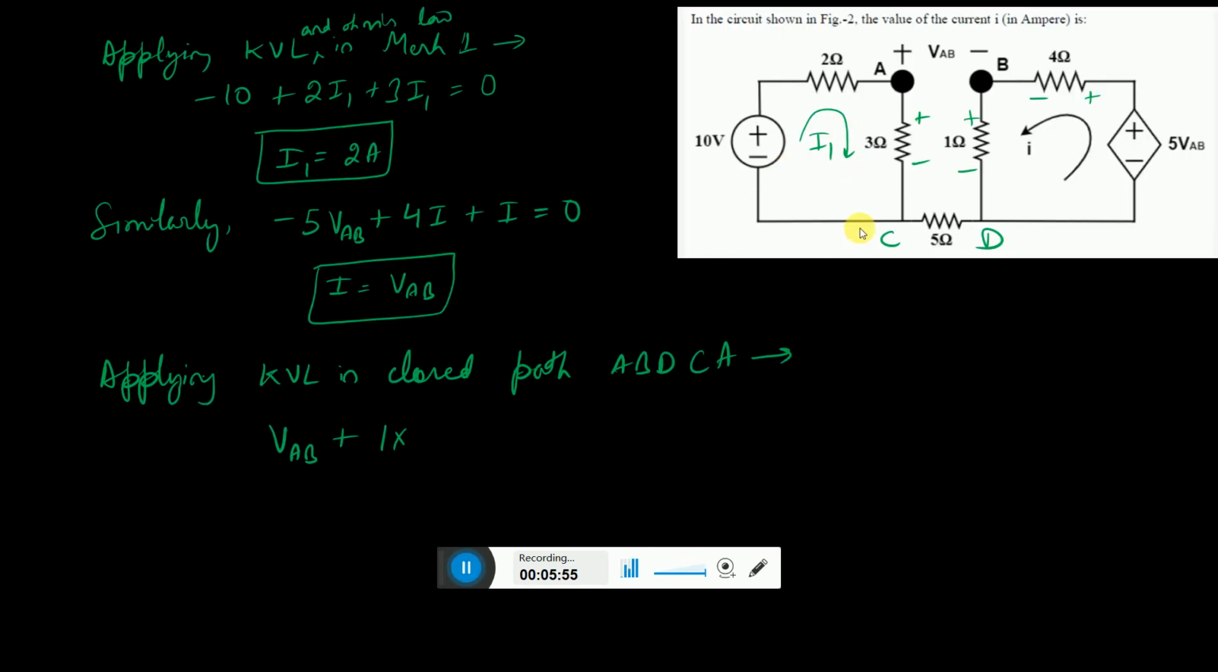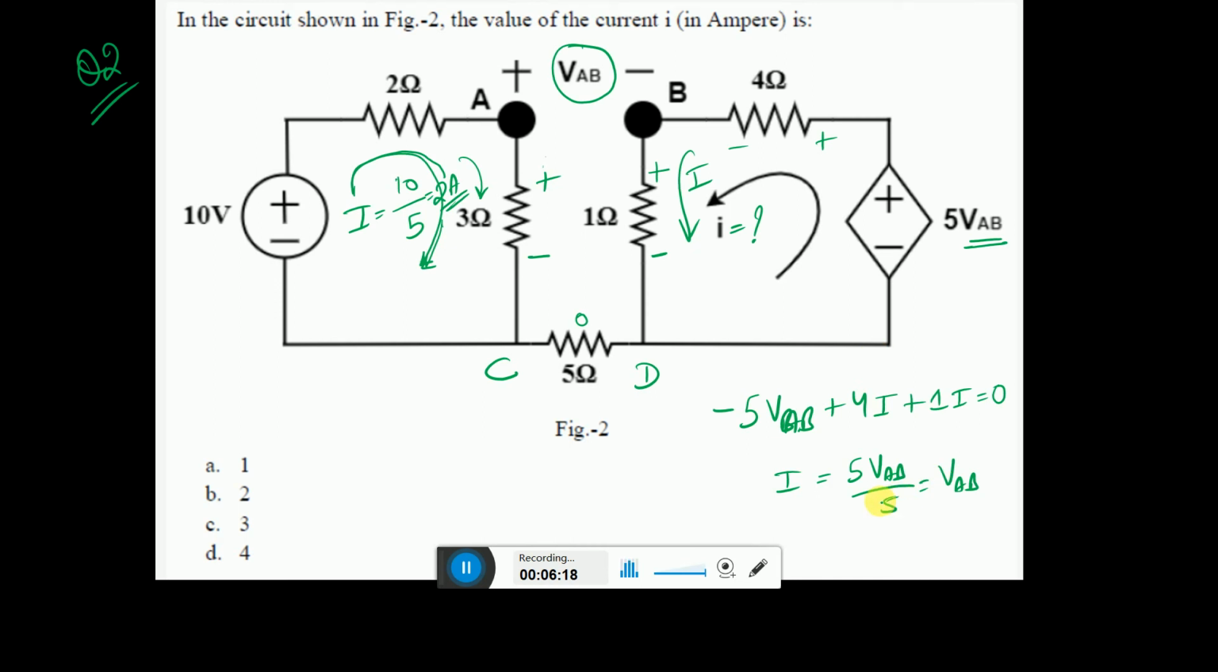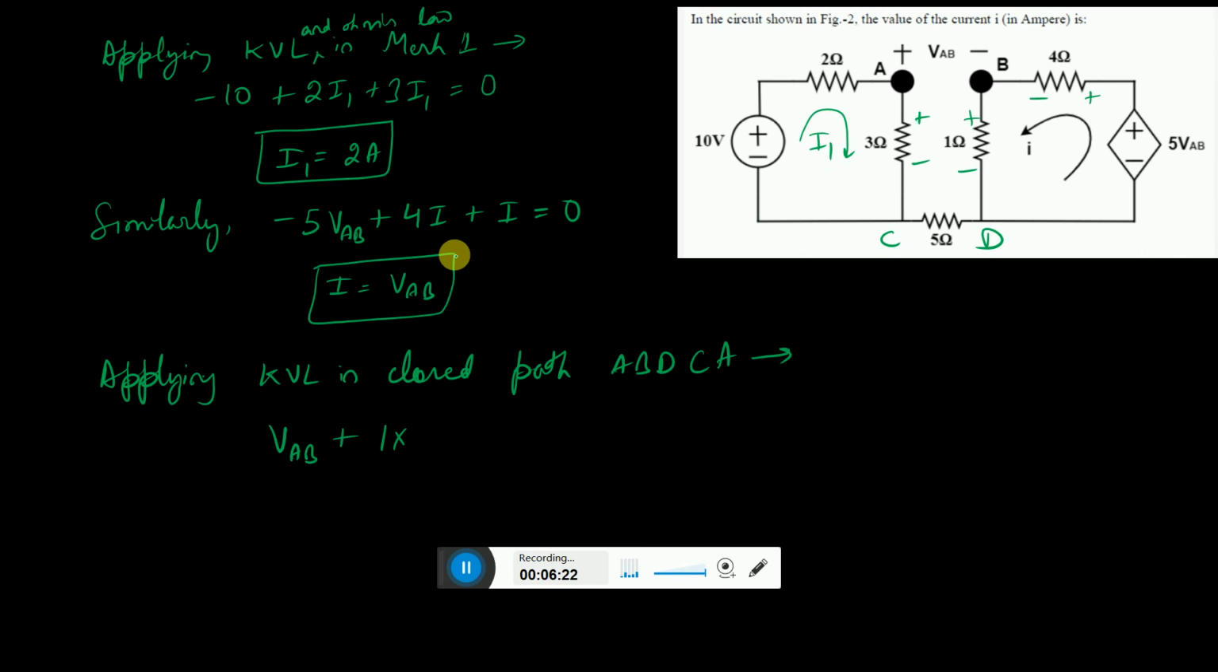So I just rewrite the equations whatever we got in applying the KVL and Ohm's law in mesh 1. We got the value of I1 is equal to 2 ampere, and similarly by applying the KVL here we get the value of I is equal to VAB as we have illustrated in the figure. So we get the value of I is equal to VAB and I1 is equal to 2 amperes. So now applying the KVL in the path A, B, D, C, A, right?